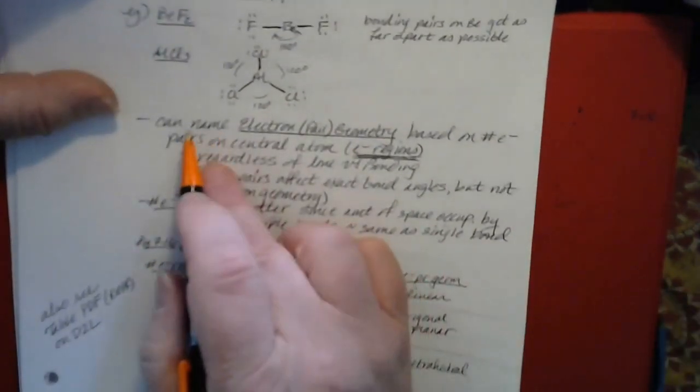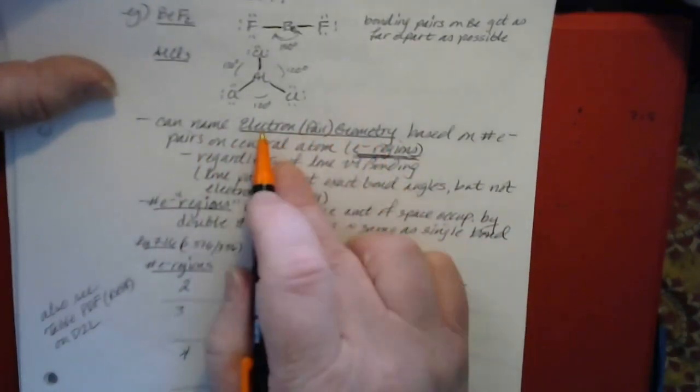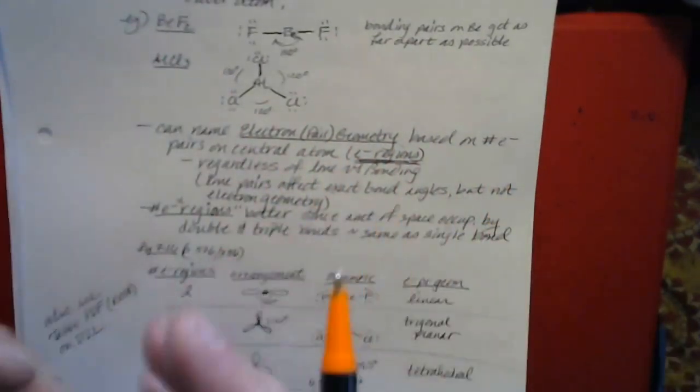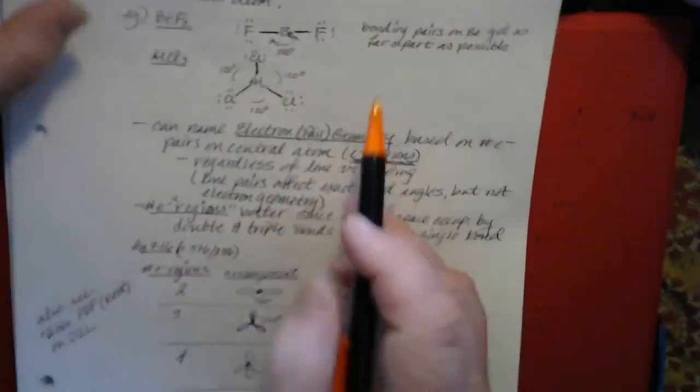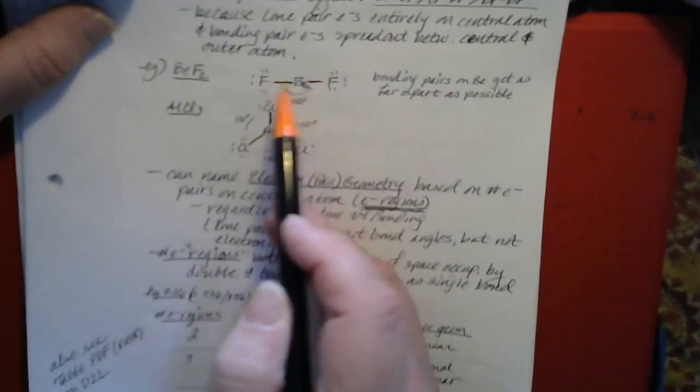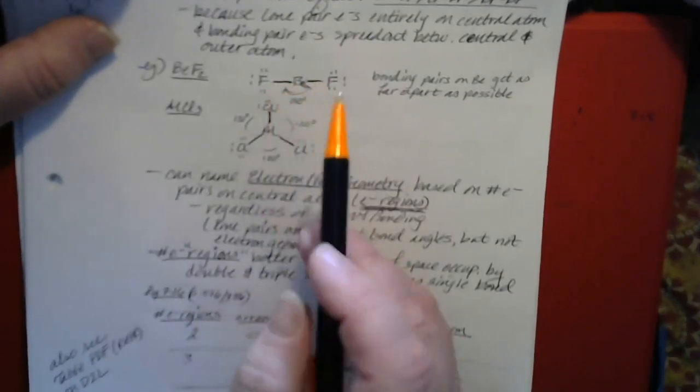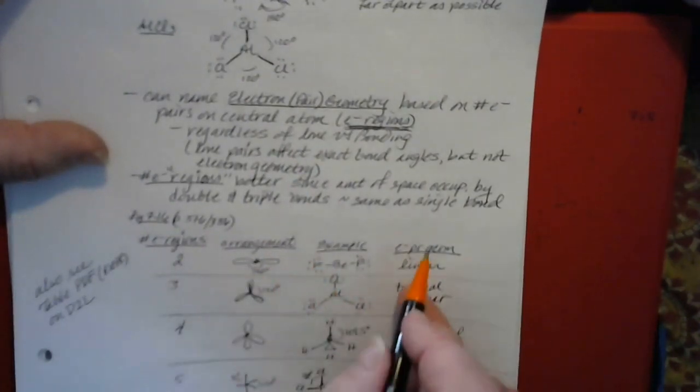Okay, and we end up naming the electron geometry or the electron pair geometry based on where the areas of electron occupation are around the central atom. And so, for example, in a case like this, where there are two areas of electron occupation or two regions of electrons around the central atom, and they're directly opposite each other, we would say that the electron geometry for BeF2 is linear. Okay, so two electron regions on the central atom, the electron geometry is linear.